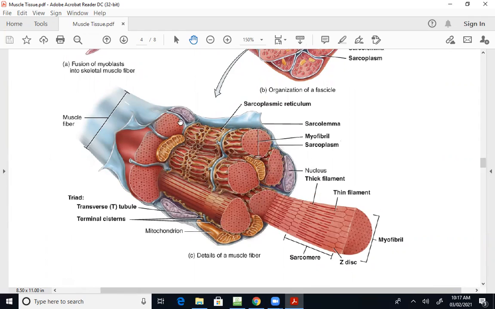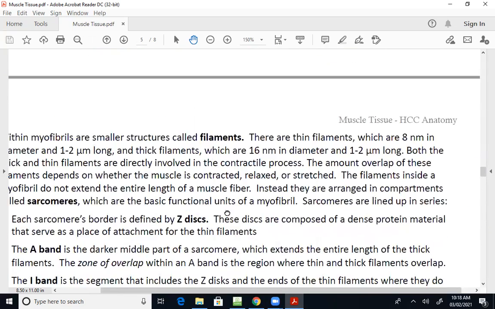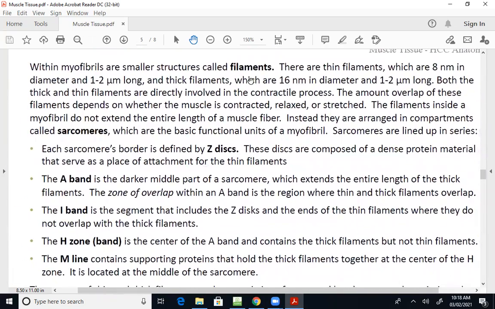All right, letter C here, this picture, not A or B, will be the one I want you to know. I would say everything in this picture will be fair game for the exam, so make sure you know it. Things that we haven't quite talked about yet, I did mention, would be the thick filament, thin filament, sarcomere, and a Z-disc. Let's talk about those here on this next page.